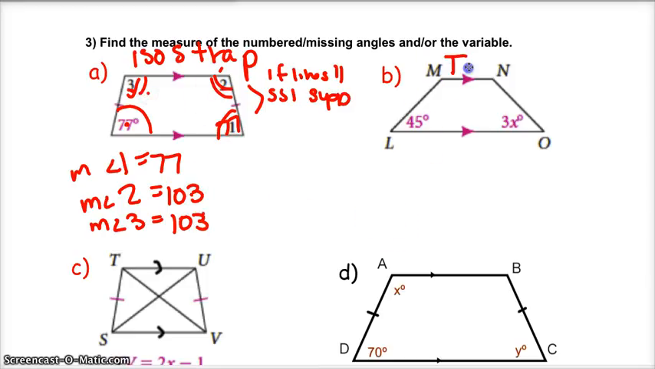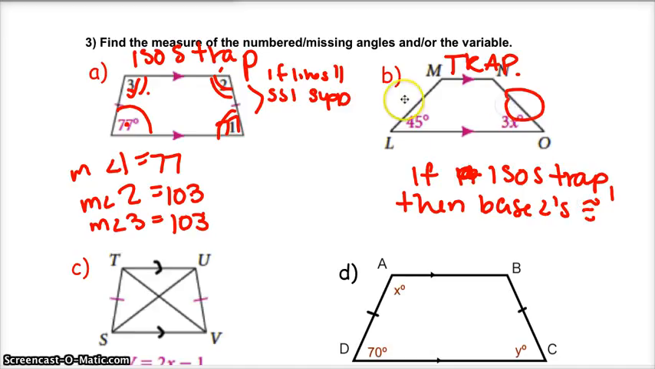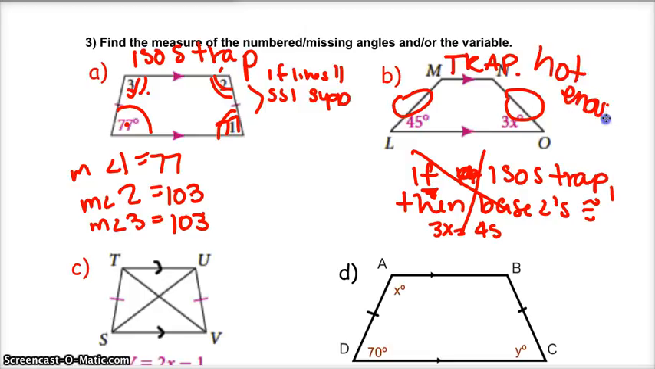Looking at letter B, this is a trapezoid. Not an isosceles trapezoid because the sides aren't marked. If it were an isosceles trapezoid, then the base angles would be congruent. But if you notice, these sides aren't marked. They appear to be congruent, but there's not enough information. So I'm not going to be able to set up this equation here because I don't know if it's an isosceles trapezoid. So for this particular problem, there's not enough information.